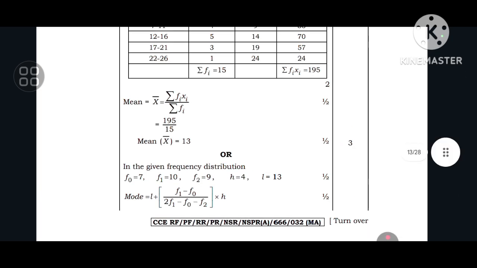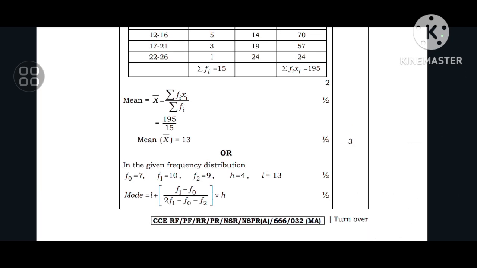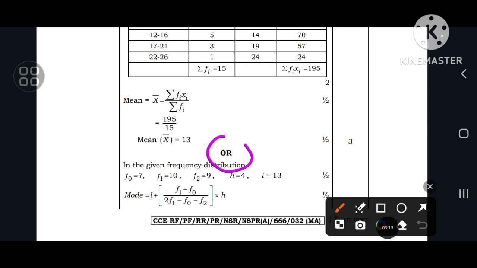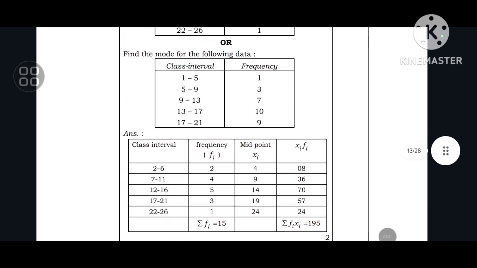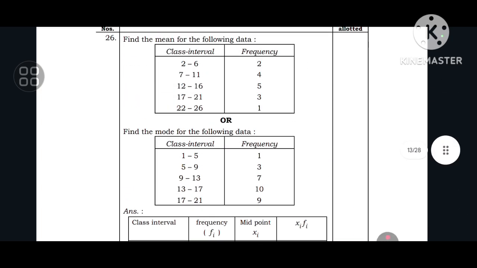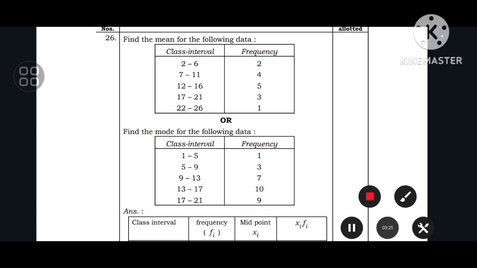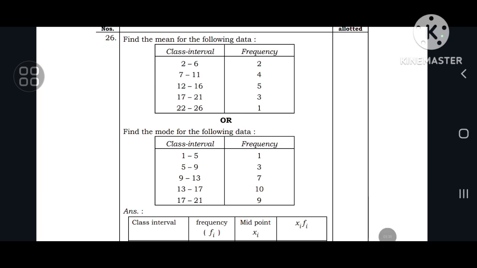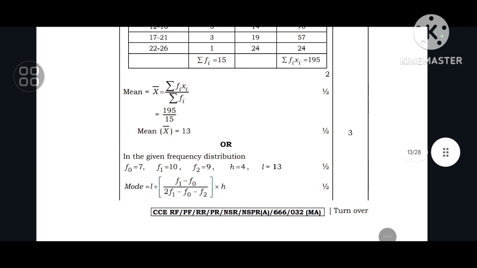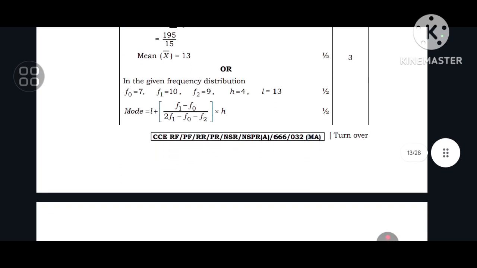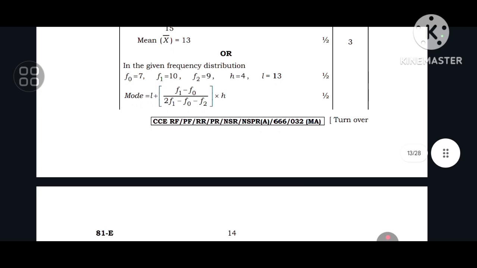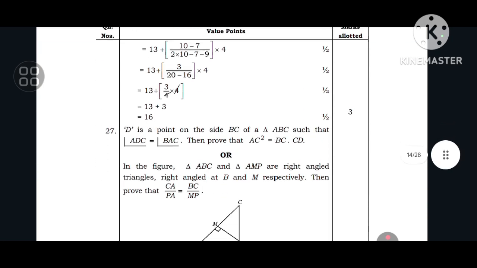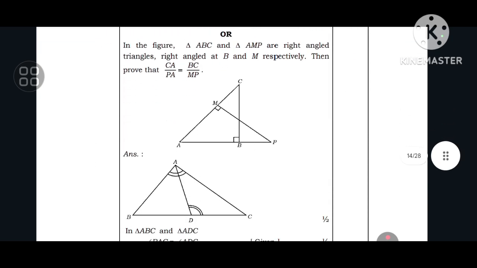This is our question. As you can see here, this is our question. I will push the question. I have shown the first answer is from this question, and for the OR, the question is below as I have shown here. Or, and this question will start from the given frequency distribution. This answer will start from here, and how they are solved, you can see. I will scroll the paper.